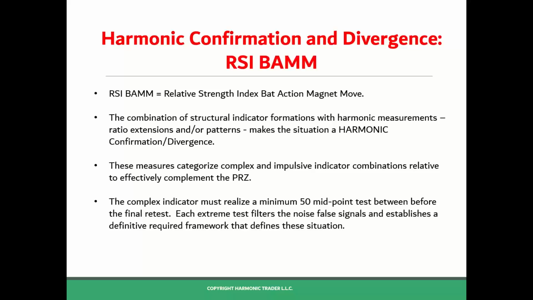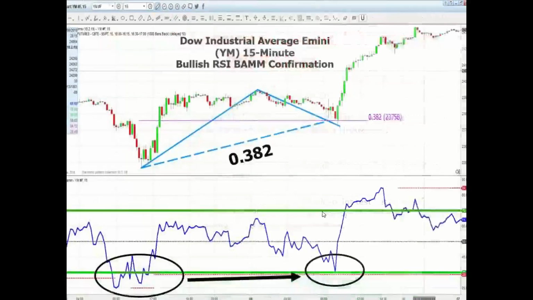The key is just to have your minimum requirements satisfied: 2 tests, complex structure, go to the 50, come back, retest. Those are the signals that help form our expectations and really shape direction. Now, here is Dow Industrial E-mini on a 15-minute.